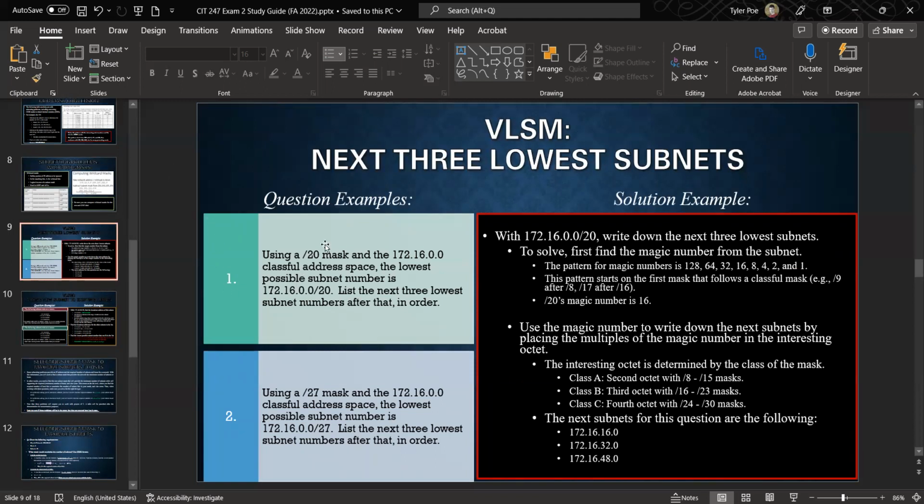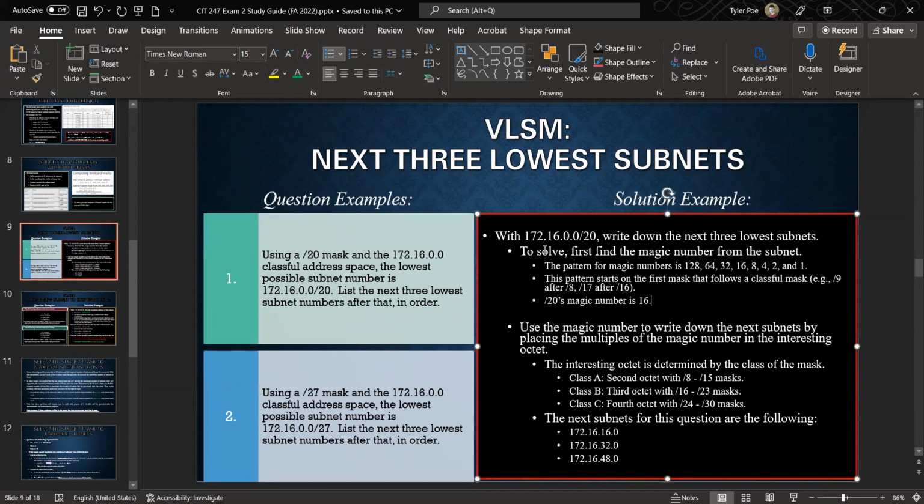I haven't seen any quiz questions that look like this in your Canvas shell. But just in case there are, I would start memorizing this process now. It's not that hard, but for example, you may have a question where you're given a mask and then a classful address space, and you need to find the next lowest possible subnet numbers in this mask.